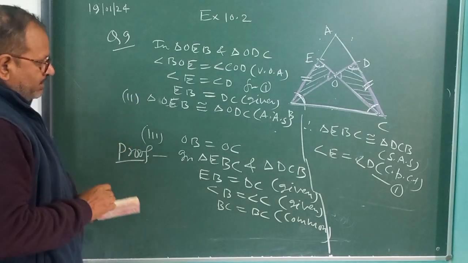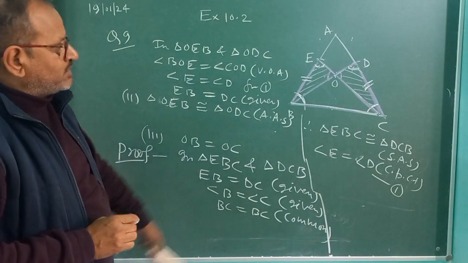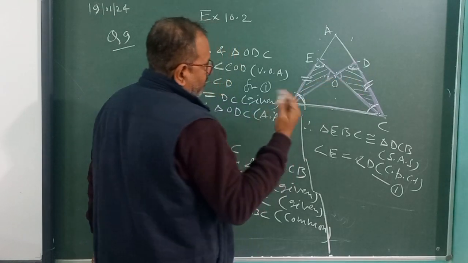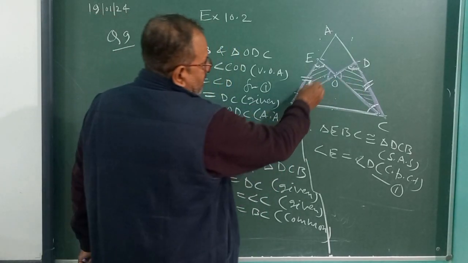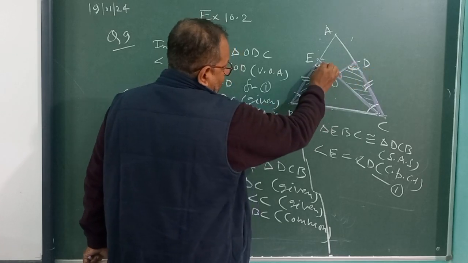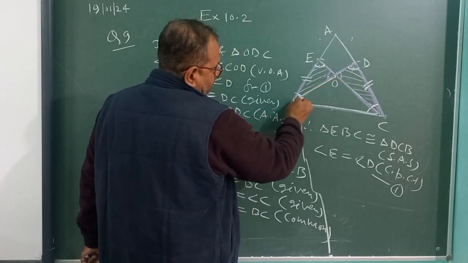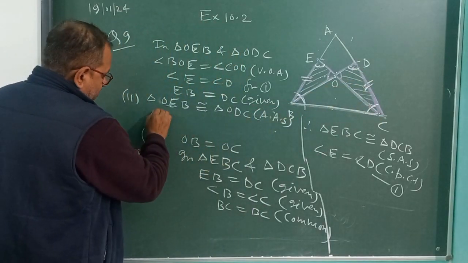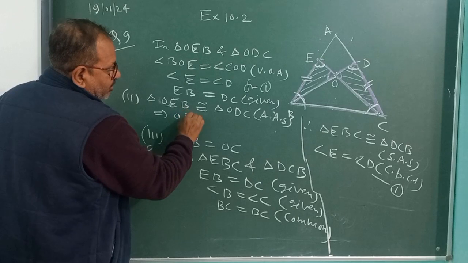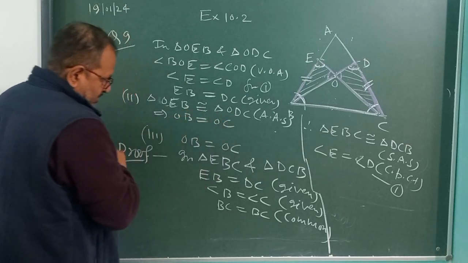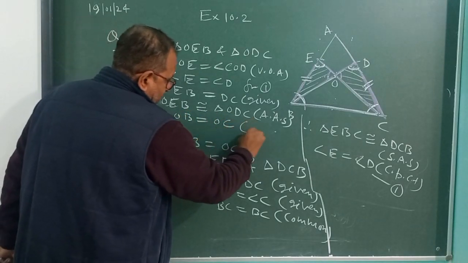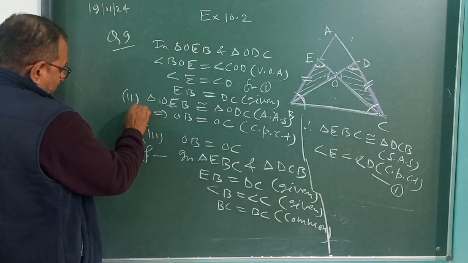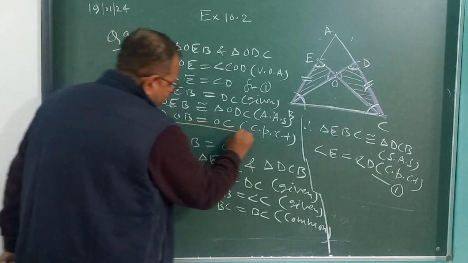Third part, we have to prove OB is equal to OC. So when these two triangles are congruent, what we can write by simplicity? These two angles are equal, so their opposite side OB and angle E opposite side OC, it will be equal. So from here we can write OB is equal to OC, corresponding part of congruent triangle. That is third part.